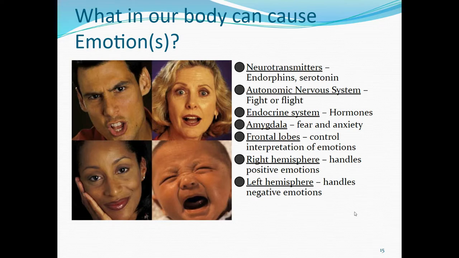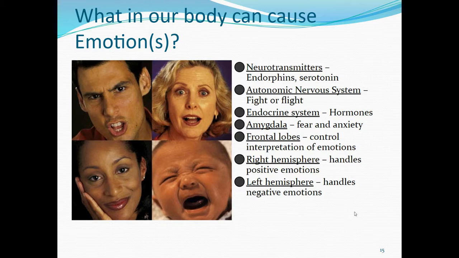Finally, we'll talk about emotions. In our body, we have a lot of things that can cause emotional responses. When we do certain behaviors or feel certain things, certain neurotransmitters are passed, like endorphins, which may make us feel good, or serotonin, which may make us feel happy. But if we have a lack of serotonin or a lack of endorphins, we may feel depressed. Our autonomic nervous system is centered around the idea of fight or flight, which is centered around the emotion of fear.